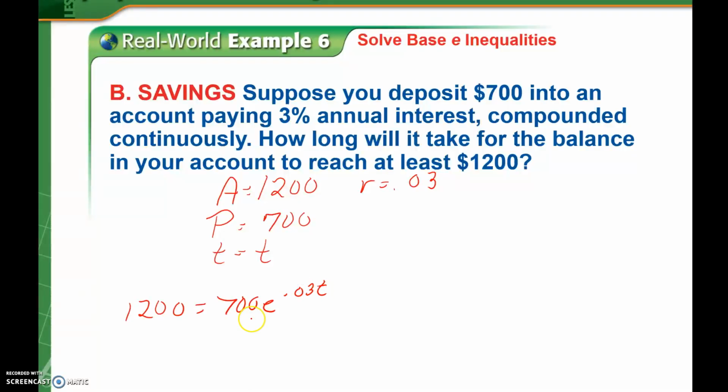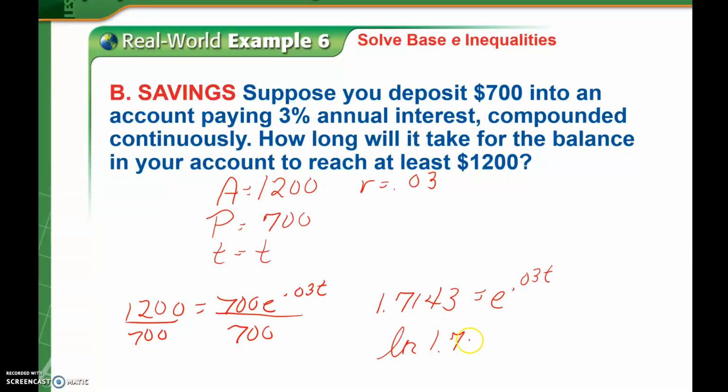So we're going to use that same method we did earlier in solving. So we've got to get e by itself, so divide by 700. 1.7143. Put it in natural log form because I have e by itself, so natural log 1.7143 equals 0.03t, and then divide by 0.03.